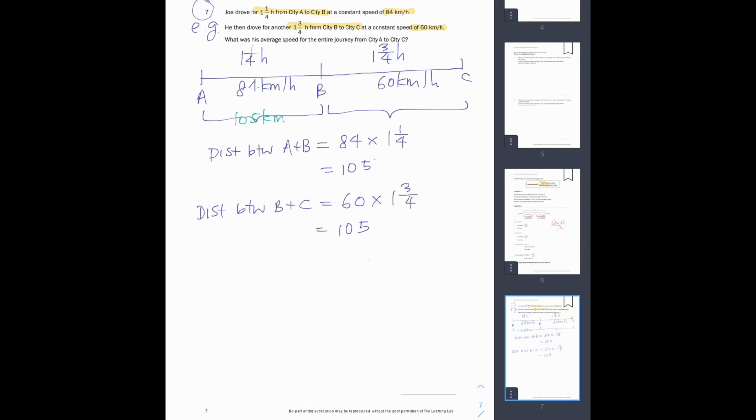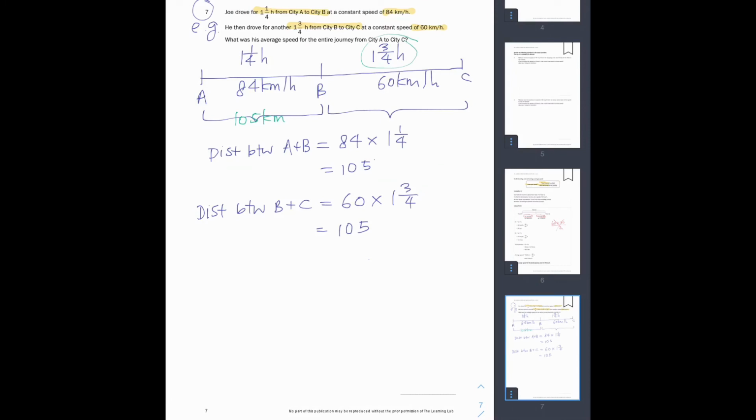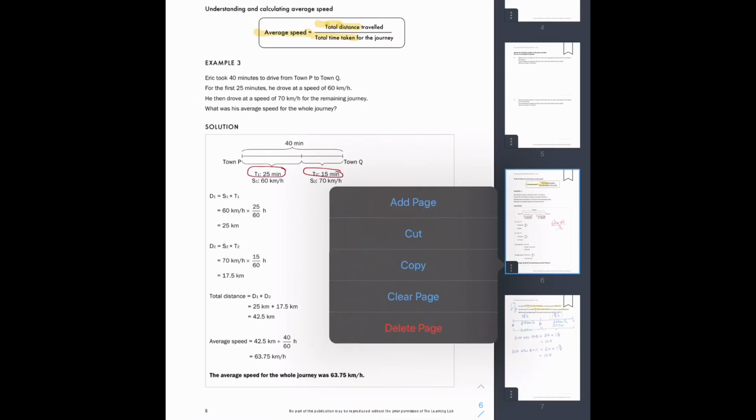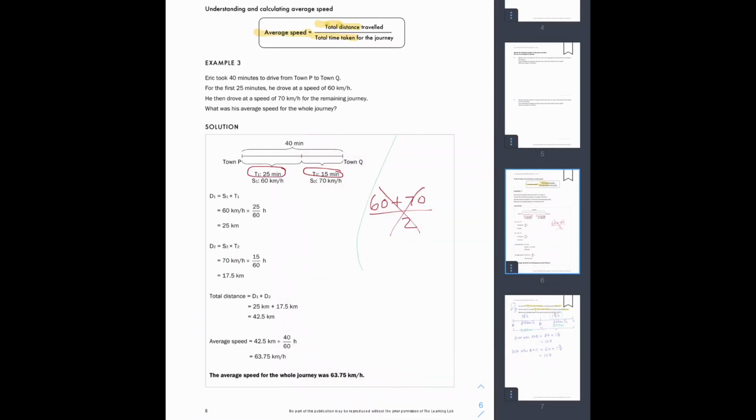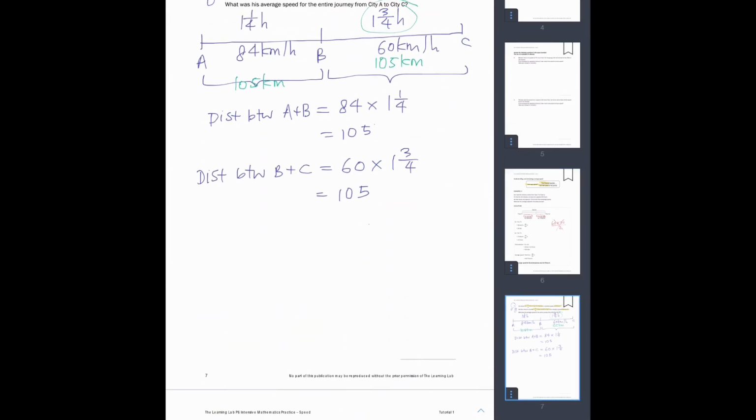So now you know that even though it took longer to travel from B to C, because it was traveling at a slower speed, the amount of distance covered is actually the same. So now we can apply the average speed formula.